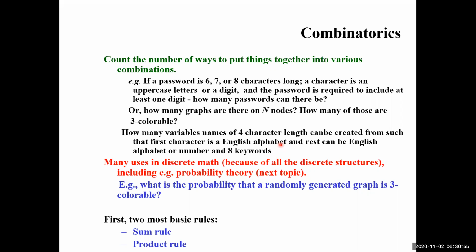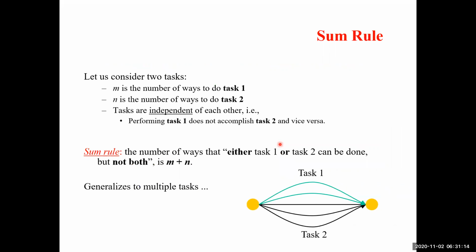Or for example, how many variable names of 4 character length can be created? All such problems need a certain kind of counting. And so how can we do it? The first two basic rules are called the sum rule and the product rule. So let's understand the sum rule.